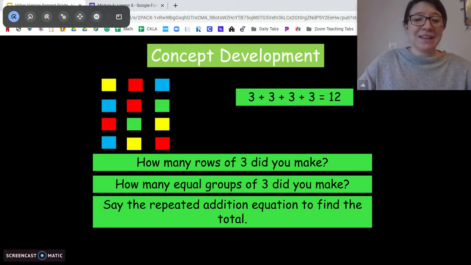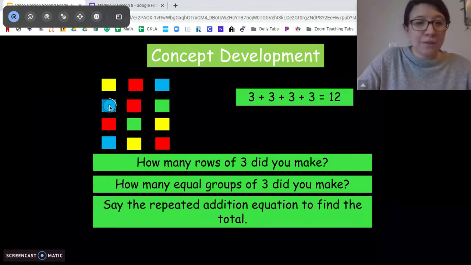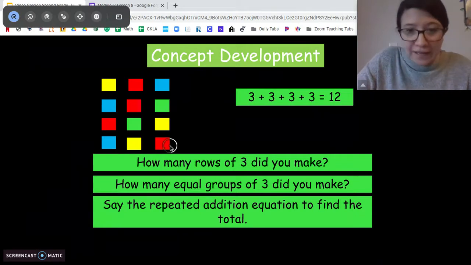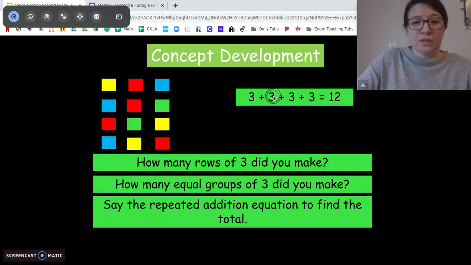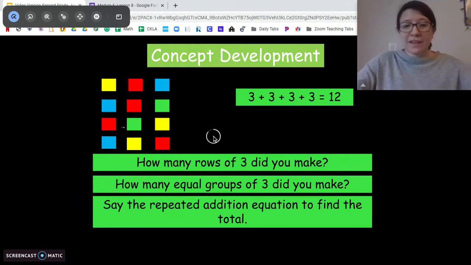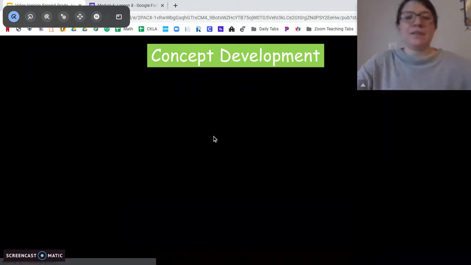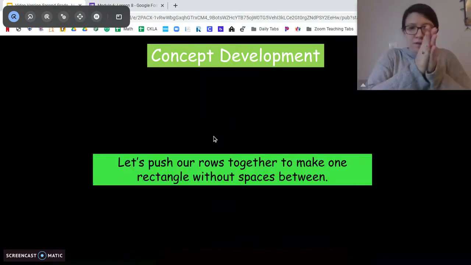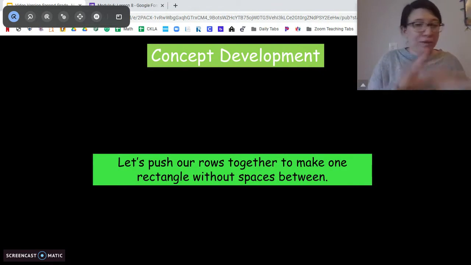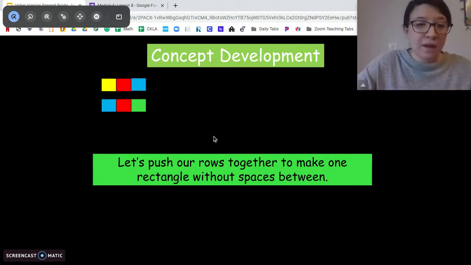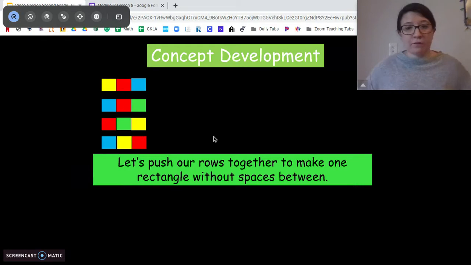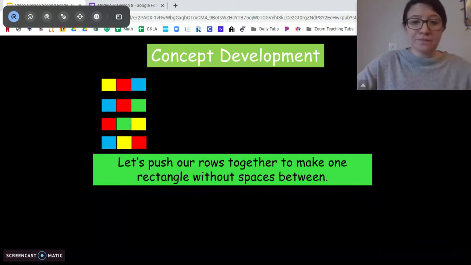Good. So it's going to be 3 plus 3 plus 3 plus 3 is going to give us 12. 1, 2, 3, 4 threes. 1, 2, 3, 4 threes gives us 12. Good job. 4 rows of 3 tiles. All right, let's push our rows together to make a rectangle with no spaces between. So I'm going to do that on my board. You do that in front of you. So our rows are all together, so there's no spaces. Good.